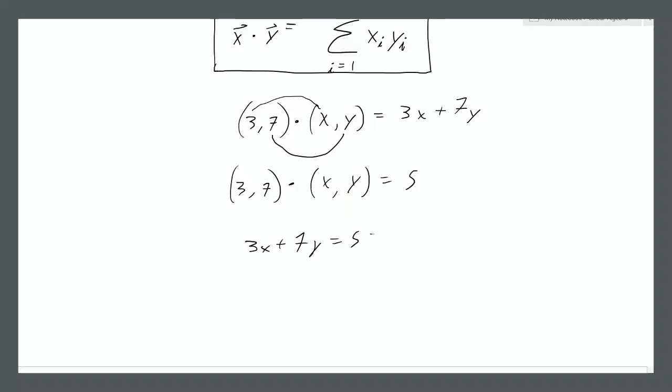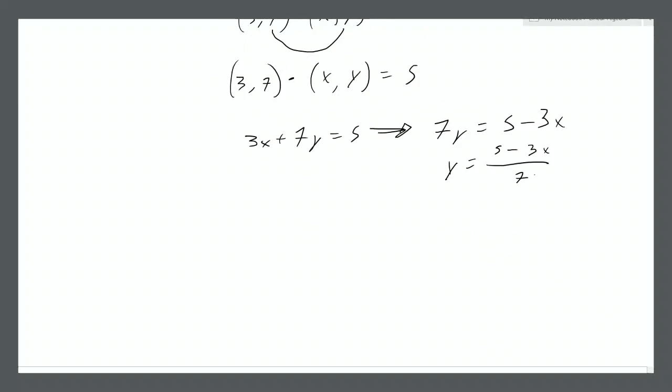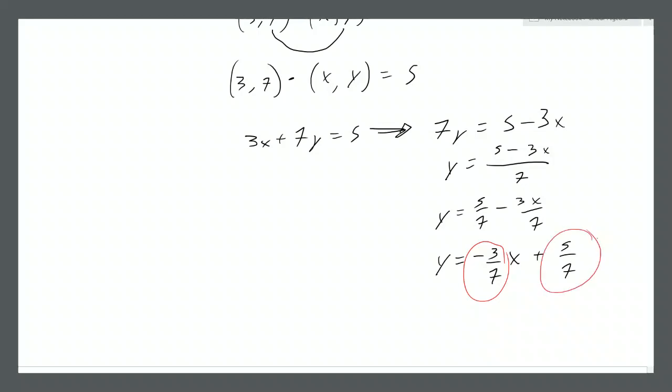We can rearrange it and have 7y equals 5 minus 3x, or y equals 5 minus 3x with everything divided by 7. Rearranging it further, y equals 5 over 7 minus 3x over 7. And now we have how we're used to seeing an equation of the line. y equals negative 3/7 x plus 5/7. We have our slope, negative 3/7, and we have our y-intercept, 5 over 7. That's how we're used to seeing the equation of a line.